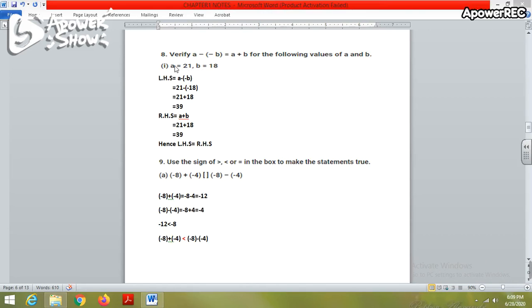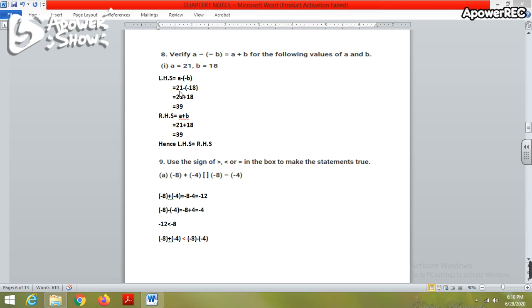Now substitute the values of a and b in the left hand side of this equation. So the left hand side is a minus minus b. Here a equals 21 and b equals 18. So after substituting we get 21 minus minus 18. Now just open this bracket. After opening you will get a plus sign here.